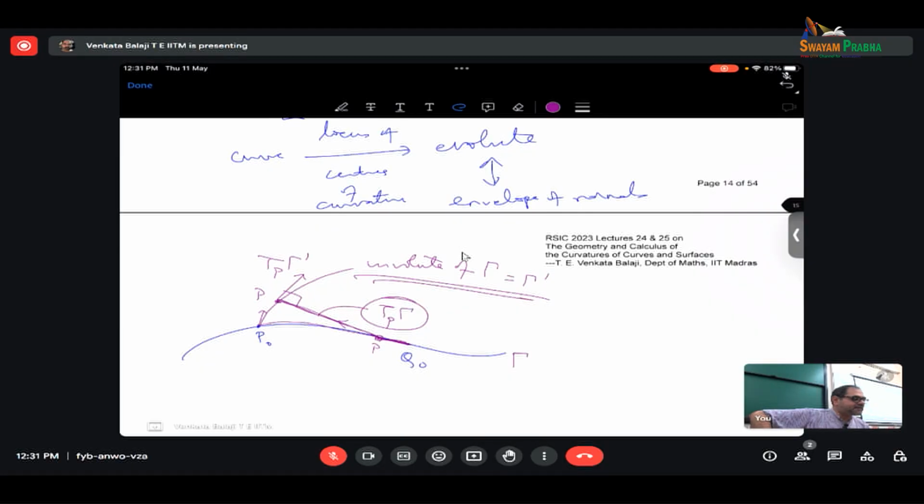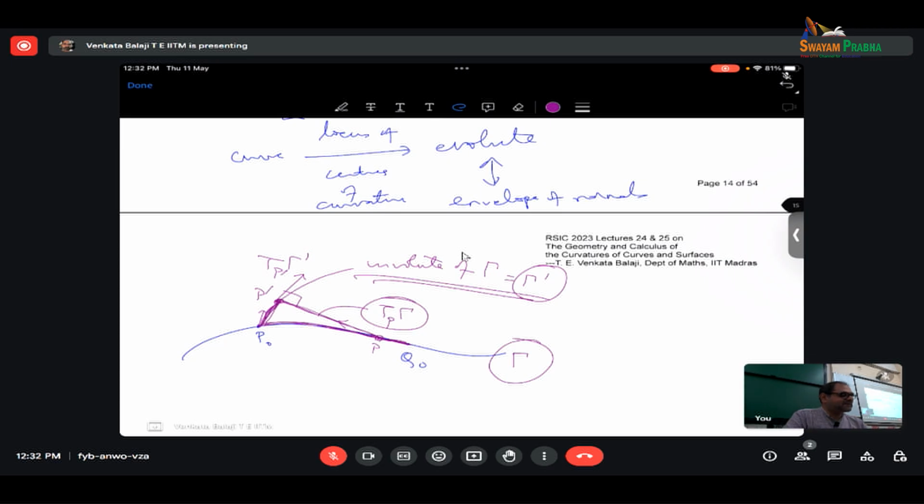I have the original curve gamma, and I am pulling out a string. That gives me a new curve gamma prime, which I am calling the involute of gamma. What is the property of this gamma prime? You take any point p prime on gamma prime, then this distance from p prime to this point p is the amount of length that I have pulled out, and that is equal to this length. My picture is not accurate. This distance is equal to this distance.